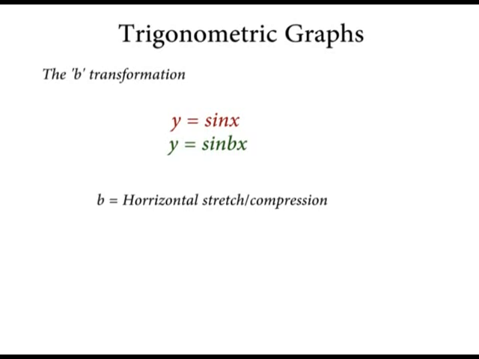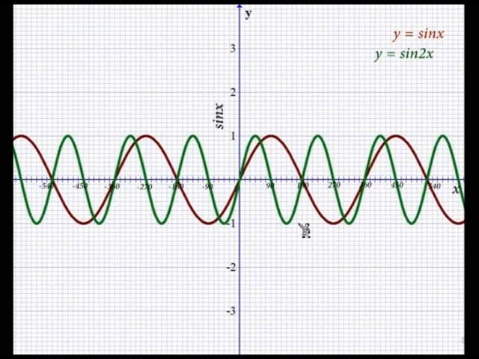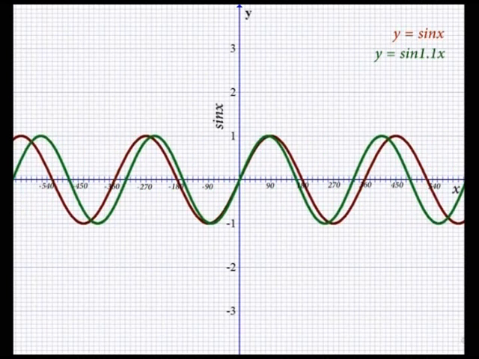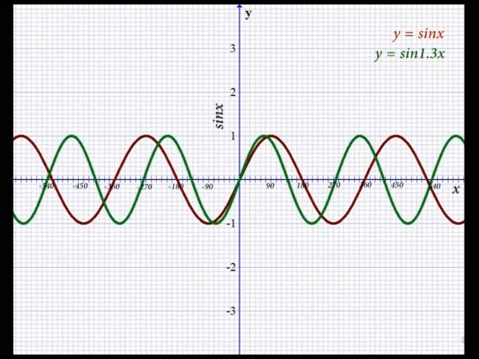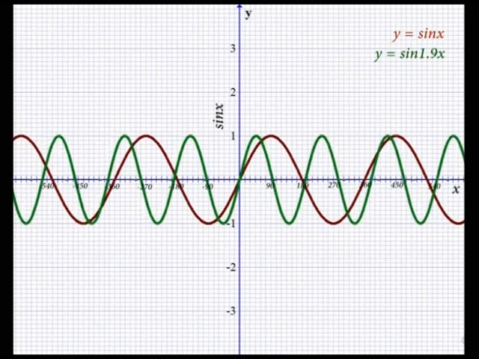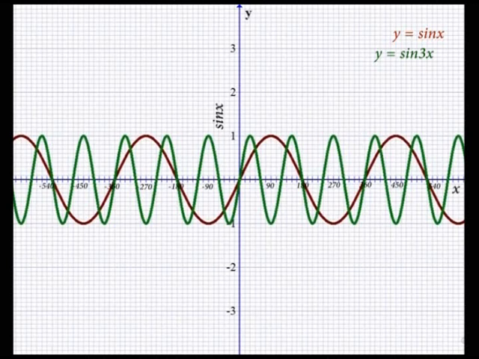Let's see. This is our base function, y is equal to sine x. If we had y is equal to sine 2x, this is the graph. And so we see a sort of horizontal compression. If we can go back a little and look at 1.1x, and then increase the factor to 1.2, 1.3, 1.4, you can see as the number increases, the graph is being compressed closer and closer to the origin. There we are at sine 2x. Sine of 3x gives further compression.